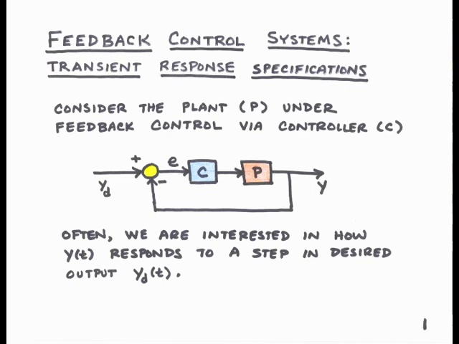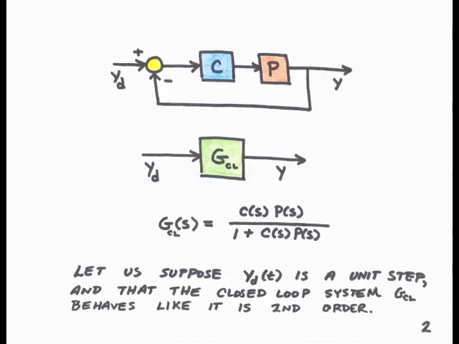In many feedback control problems, Y sub D consists of a series of step signals, and so we're interested in knowing how this system responds to a step input. How well does Y follow Y sub D in this case?